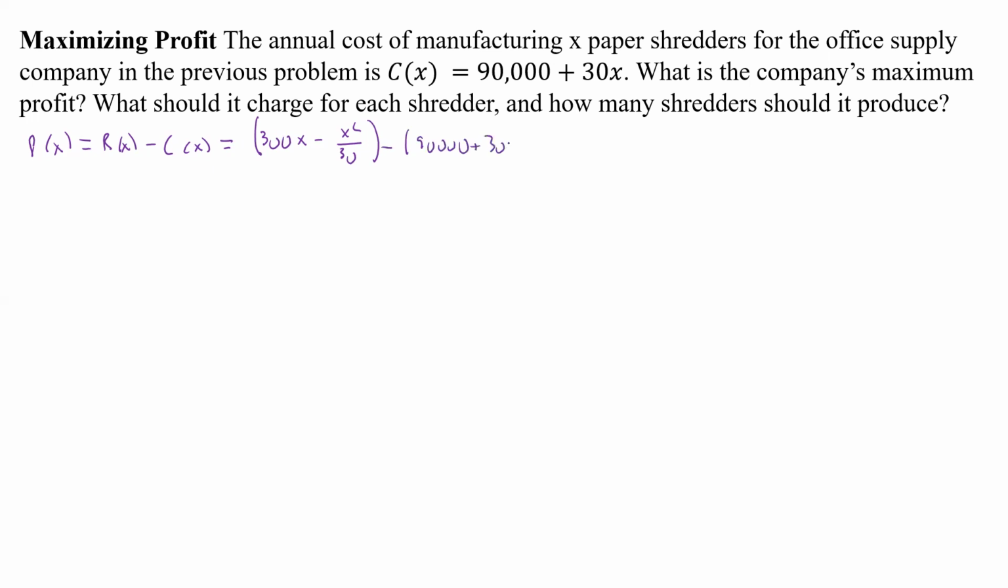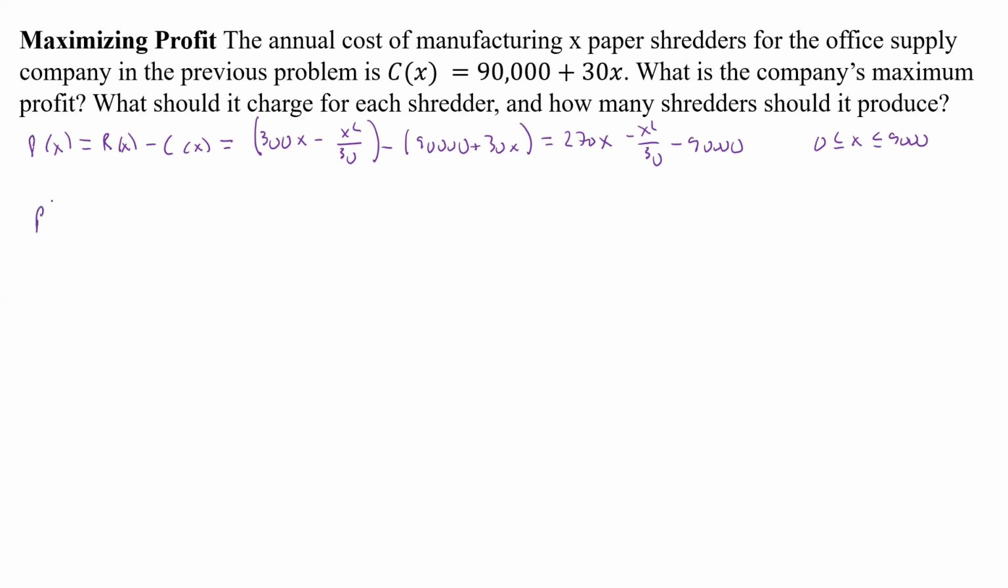90,000 plus 30X. So if we simplify this, we'll just go straight across here. We have 300X minus 30X. That's going to be what? 270X. And we're going to have a minus X squared over 30. And then we're going to have a minus 90,000. And last time we found that X was between 0 and 9,000. So we'll go ahead and put that on there as well. All right, so first things first, now we've got our P of X, which is this.